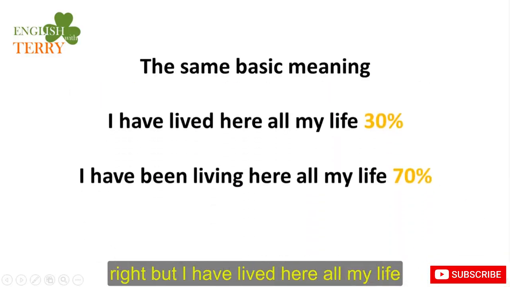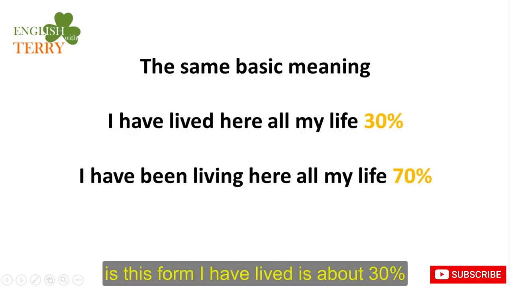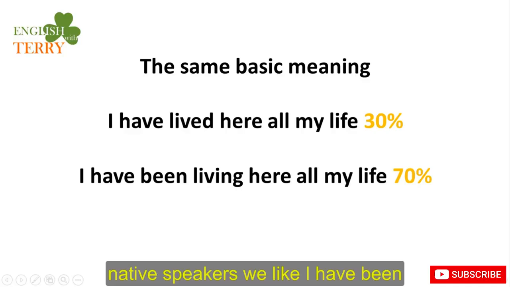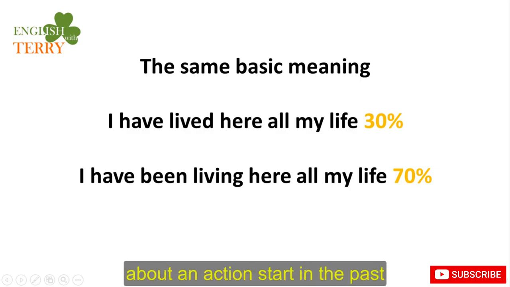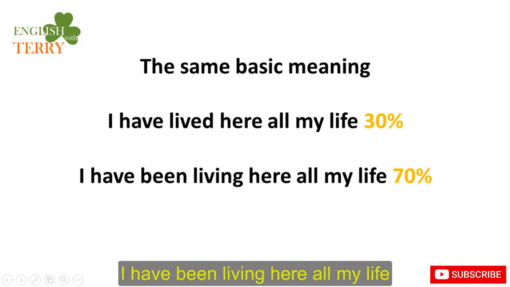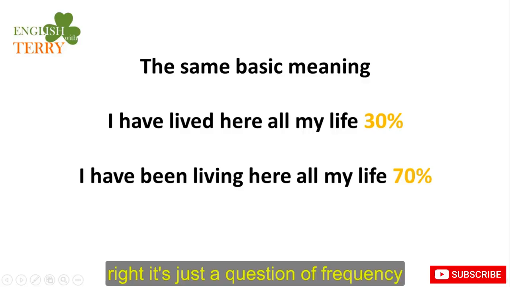But I have lived here all my life. This form, I have lived, is about 30%. It's correct, but the frequency is that we native speakers like I have been living here more. We prefer it when we talk about an action that started in the past and continues in the present. We prefer to use it, I have been living here all my life, right? It's just a question of frequency.